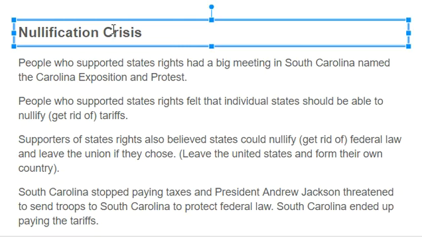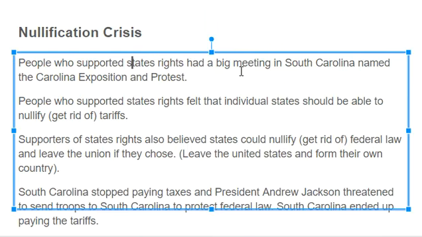And something else that's going on during this time is the nullification crisis. And people who supported states' rights had a big meeting in South Carolina named the Carolina Exposition and Protest. And people who supported states' rights felt that individual states should be able to nullify, which means to get rid of tariffs. So remember, the United States had tariffs during this time. Northern states wanted tariffs. But the southern states did not agree. So South Carolina is a southern state. And when they got there, they said, we can get rid of tariffs.